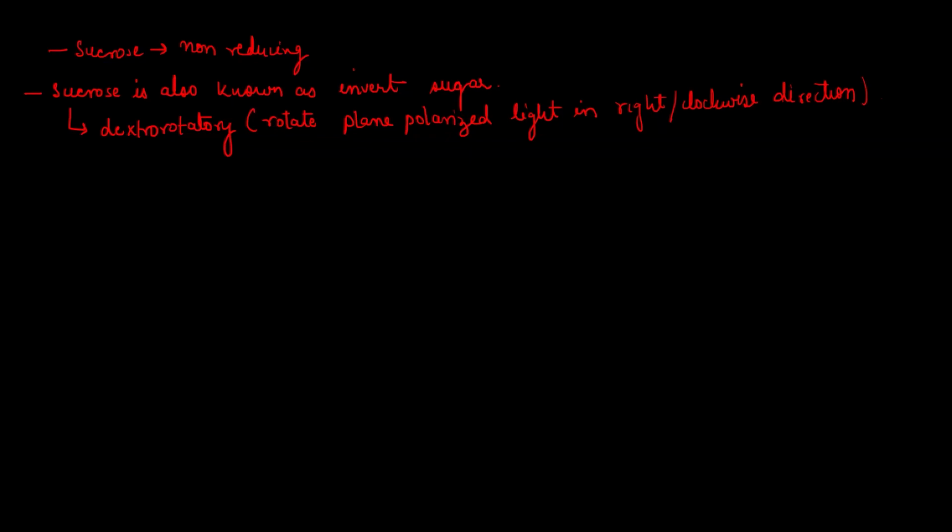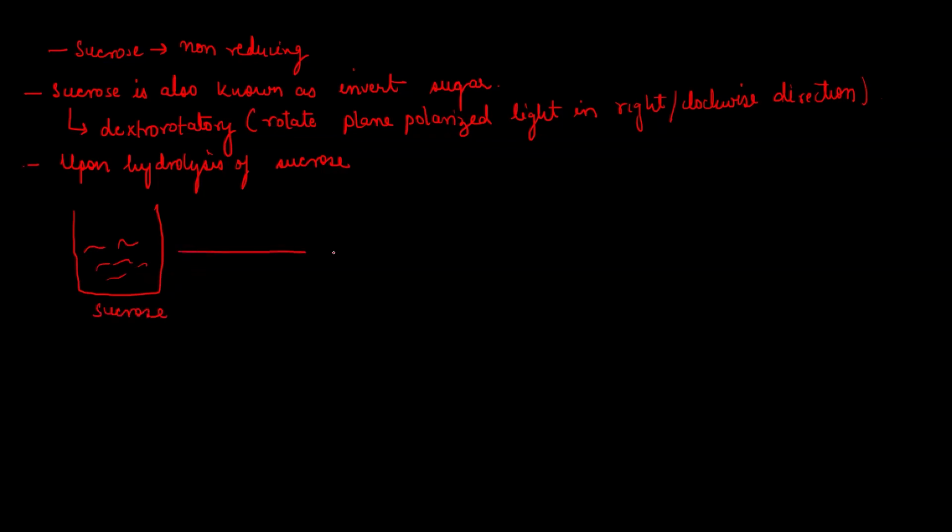But what happens if you hydrolyze sucrose? Suppose you have a sucrose mixture. Now, you do the hydrolysis. If you do the hydrolysis of sucrose, what will be present in the mixture? Sucrose is made up of glucose and fructose, so the mixture will contain glucose plus fructose, that is alpha D-glucose and beta fructose.